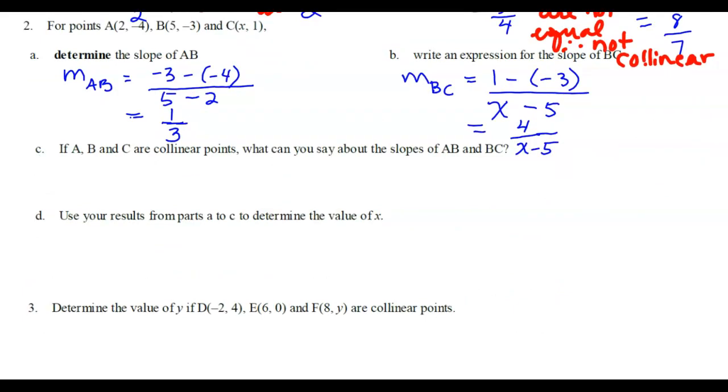Then in part C of this question, it says, if A, B, and C are collinear points, what can you say about the slopes of AB and BC? Okay, they have to be equal. So the slope of AB has to equal the slope of BC if they're collinear, and it's telling you that. So now use your result from that to determine the value of x. So our equation then, slope of AB is equal to the slope of BC.